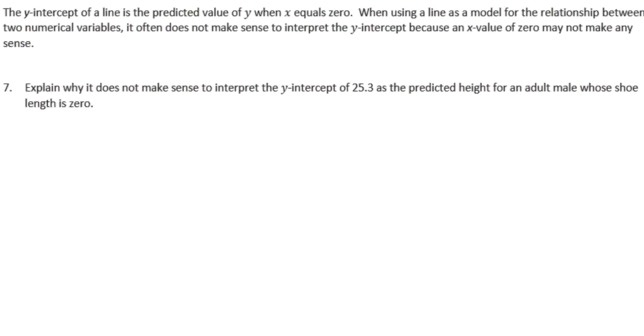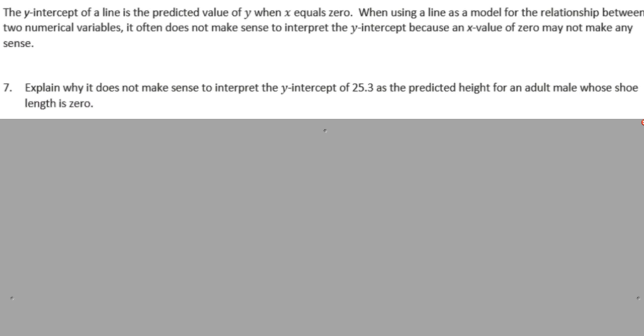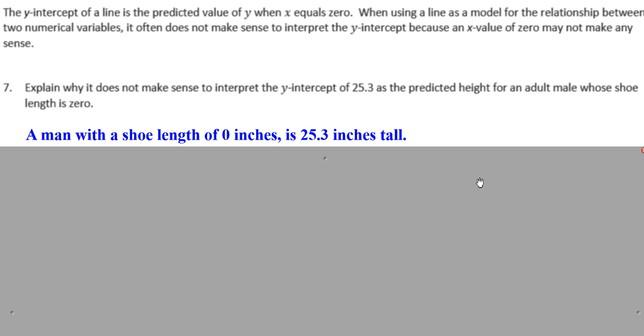The y-intercept of the predicted line is the predicted value of y when x equals 0. When using a line as a model for the relationship between two numerical variables, it often does not make sense to interpret the y-intercept because an x value of 0 may not make sense. So for ours, explain why it does not make sense to interpret the y-intercept of 25.3 as the predicted height for an adult male whose shoe size is 0. So again, the y-intercept is the starting point with an input of 0. So it's saying that a man whose shoe length is 0 would be 25.3 inches tall.